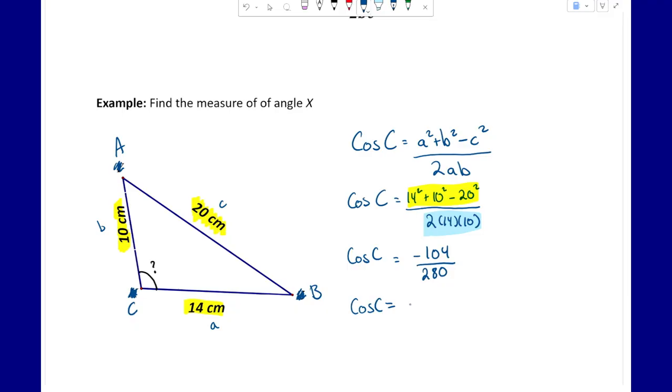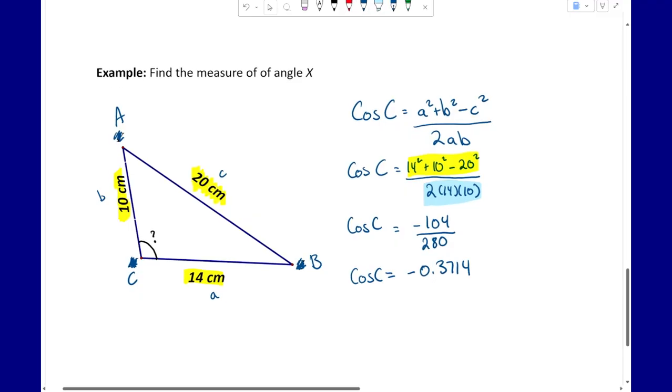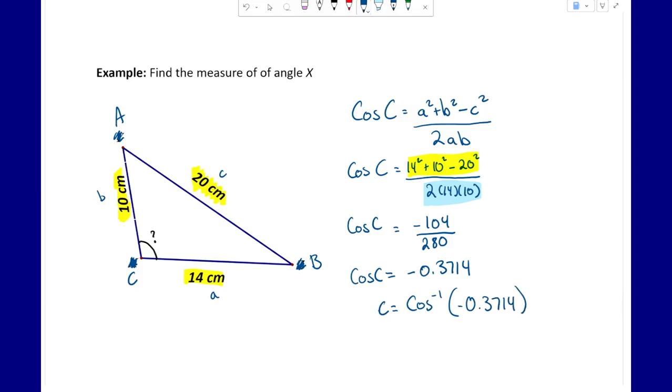And we get negative 0.3714. But looking at that, that doesn't really look like an angle. That doesn't seem to make sense. It seems too small. And you would be right. If you remember from right angle trig or from sine law, the very last step when we're trying to find an angle is we need to use the inverse. So I need to use the inverse cosine of negative 0.3714. And we get 111.8, or we can round it to 112 degrees.